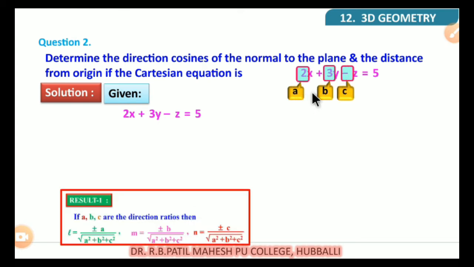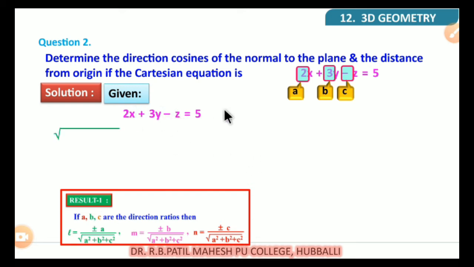Therefore, we take A, B, C as the direction ratios of the normal. If A, B, C are the direction ratios, then the direction cosines are L is equal to plus or minus A divided by square root of A square plus B square plus C square, M is equal to plus or minus B divided by square root of A square plus B square plus C square, and N is equal to plus or minus C divided by square root of A square plus B square plus C square.